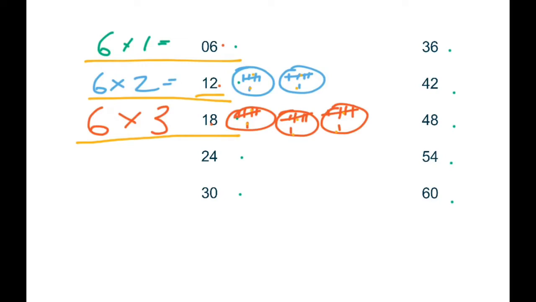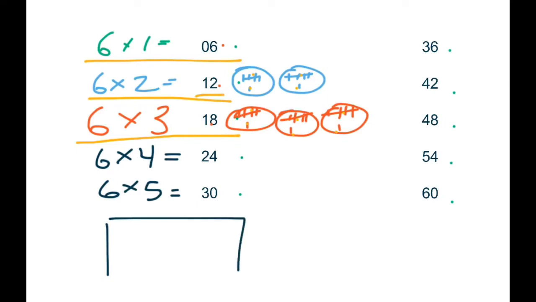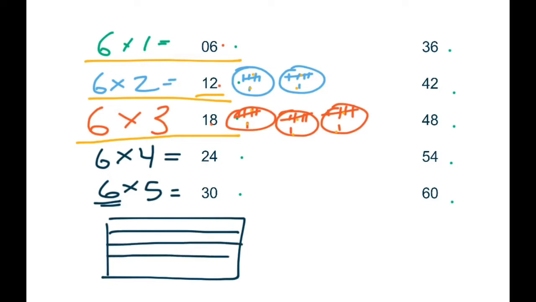So if we continue this same pattern, this would be 6 times 4 equals 24. 6 times 5 equals 30. We could do that with an array to show. We could do 6 rows. 1, 2, 3, 4. Oh, I got to add some more down here. I'm running out of room. So I have 6 rows. Go back and tap those. 1, 2, 3, 4, 5, 6. And then we can do 5 columns.